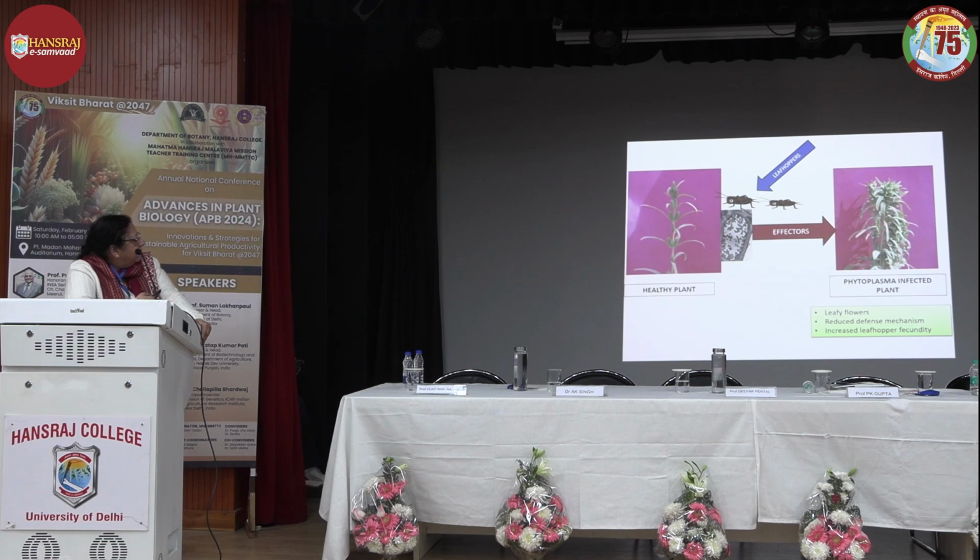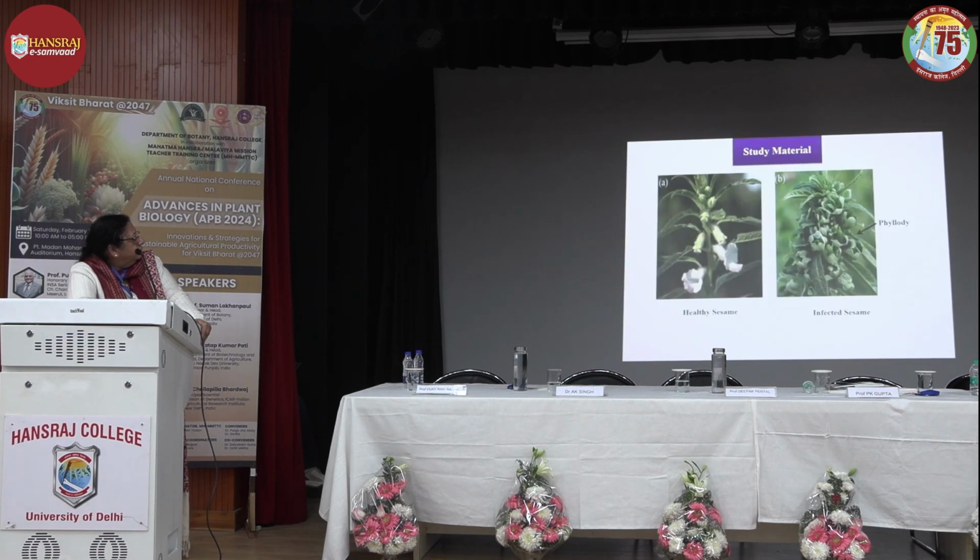So this is again a normal systemic plant, a healthy plant, and the insect releases something in the phloem, what has been called effector molecules, resulting in this kind of a plant. So this is the study material which we always use: phytoplasma-affected green flowers and green shoots in comparison to the normal healthy systemic plant.